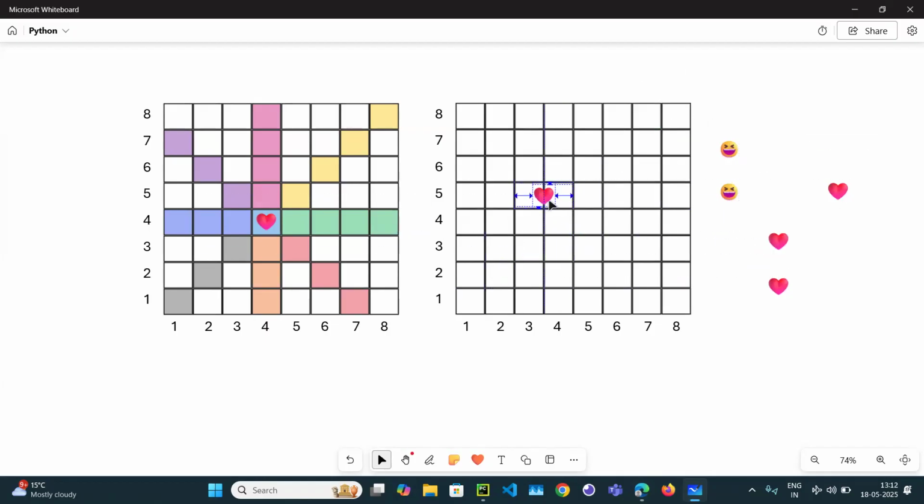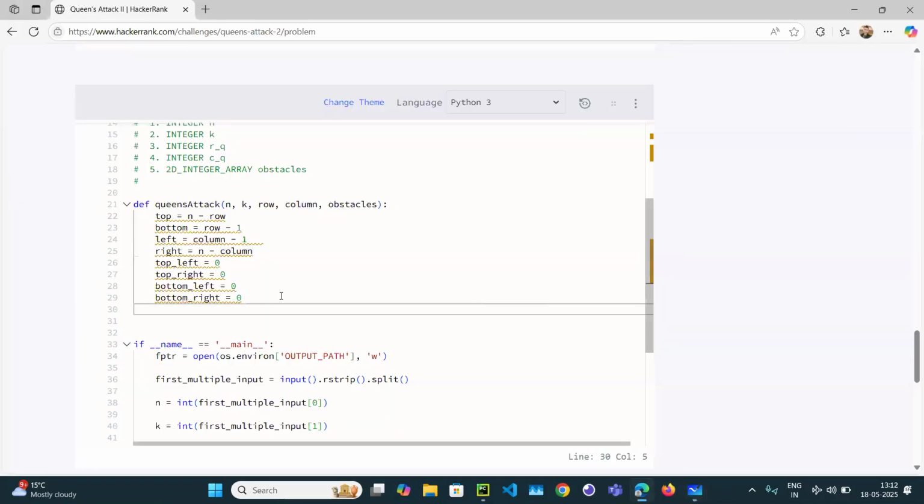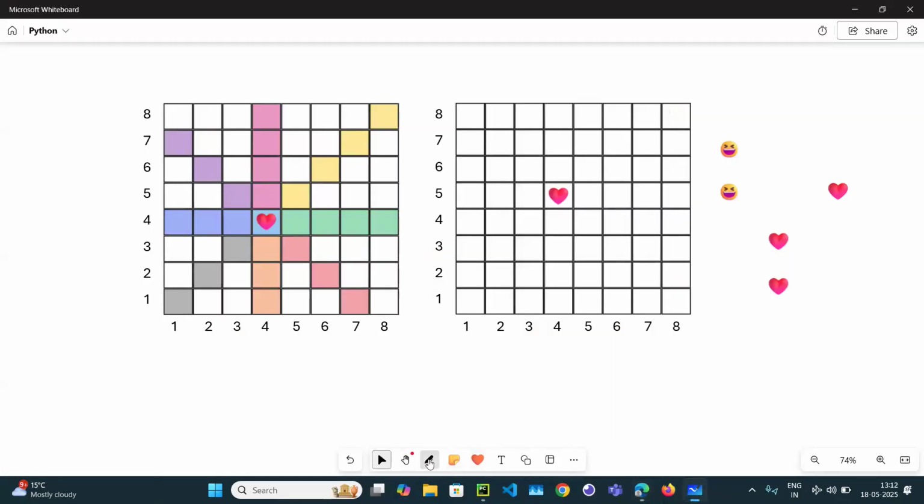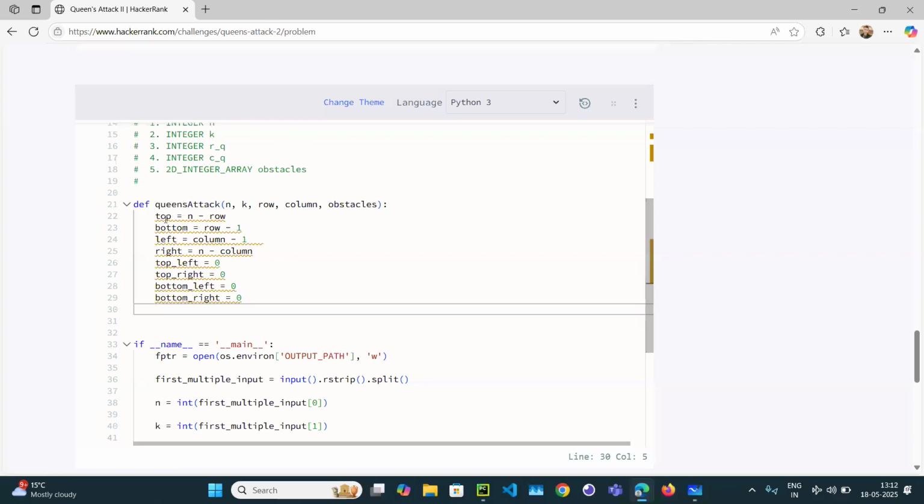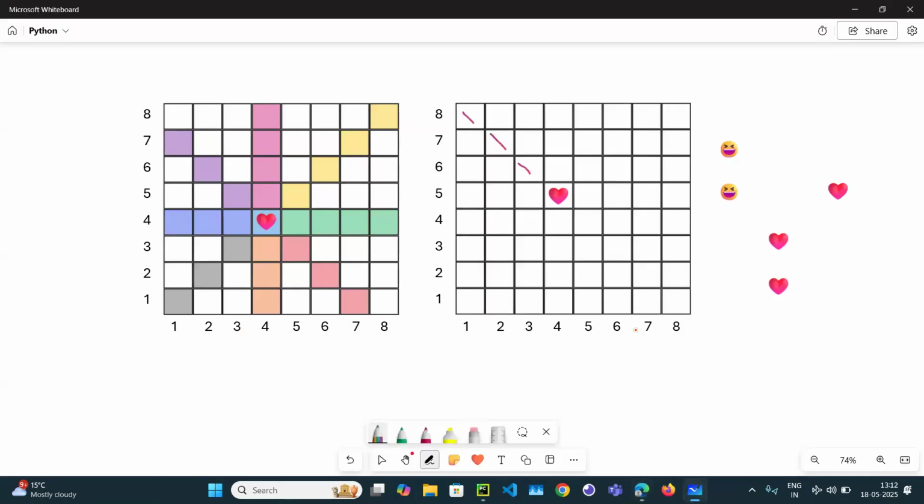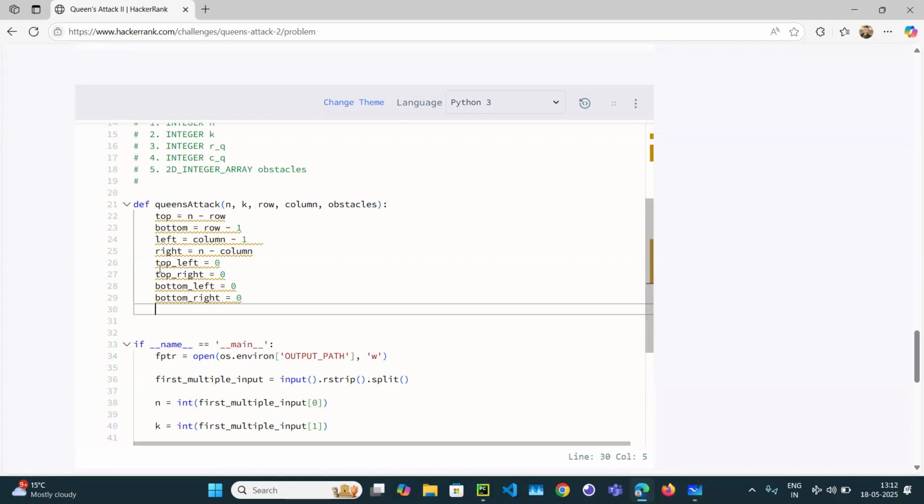Okay, so let me put queen here, because now you have to calculate top left. So if queen is here, top left means diagonal 1, 2, 3. Now how are you going to calculate it? Because this formula you have calculated, right? N minus row minus 1, column minus 1, n minus column. By looking with the naked eye, you try multiple combinations and you figure it out. There is some formula, and you have put that formula. Now similarly, there should be some formula for these four parameters. If you find these four formulas, now 60 to 70% of the problem is done.